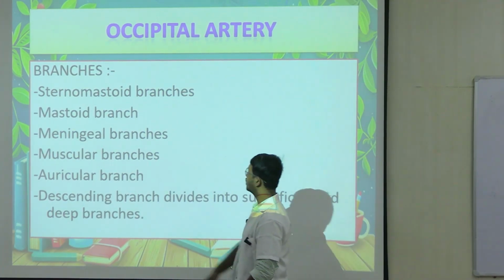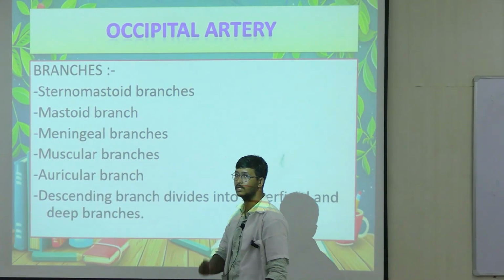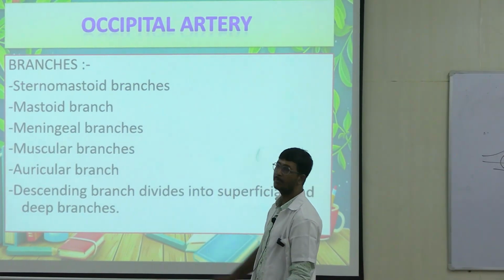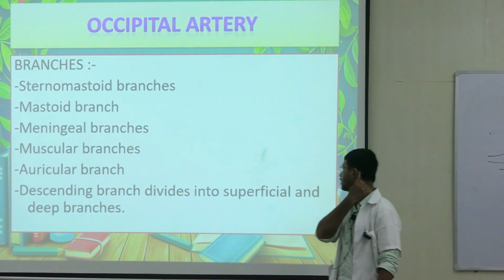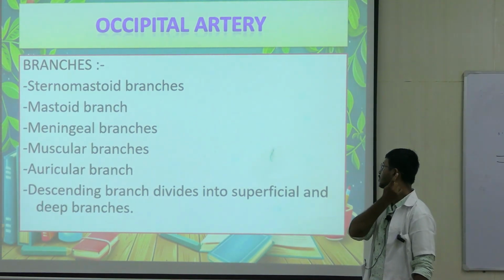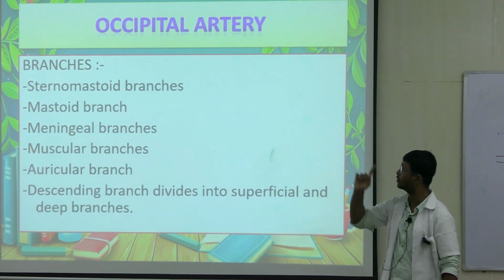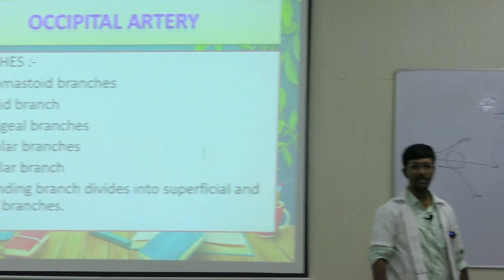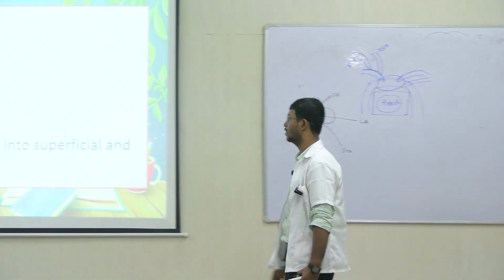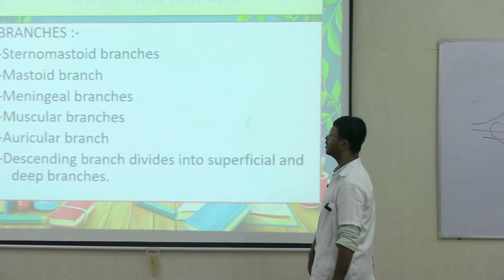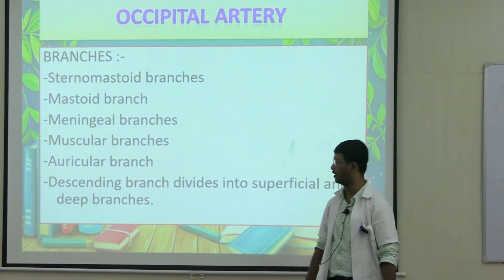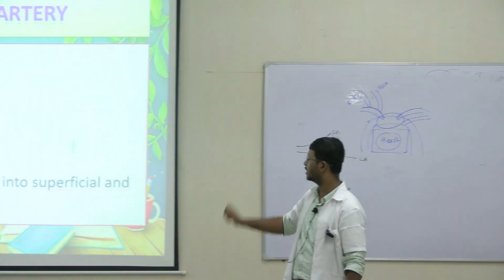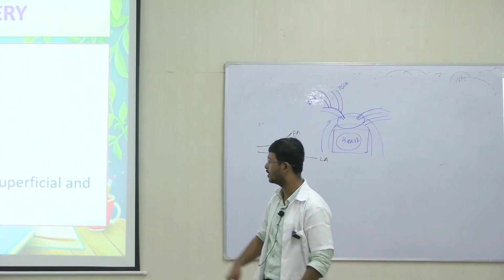Now, one of the branches is your sternomastoid branch, that will be supplying your sternomastoid muscle. Then mastoid branch will be supplying your mastoid air cells. Here is your mastoid air cell. So these mastoid air cells will be supplied by the mastoid branch of your occipital artery. Then meningeal branches will be supplying the meninges: dura mater, pia mater, arachnoid mater. Then muscular branches will be supplying the muscles of the posterior part of the head. Auricular branches will be supplying the ears. Then your descending branch divides into your superficial and deep branch.